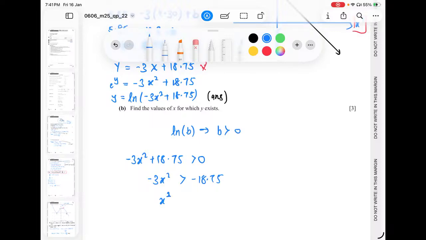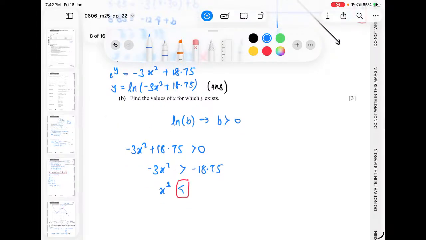x squared is less than... Remember this part, the change in the inequality sign, because when you're dividing or multiplying any inequality by a negative number, you need to change the sign. So you need to alter the sign. That should give you 18.75 divided by 3, which is going to be 6.25.